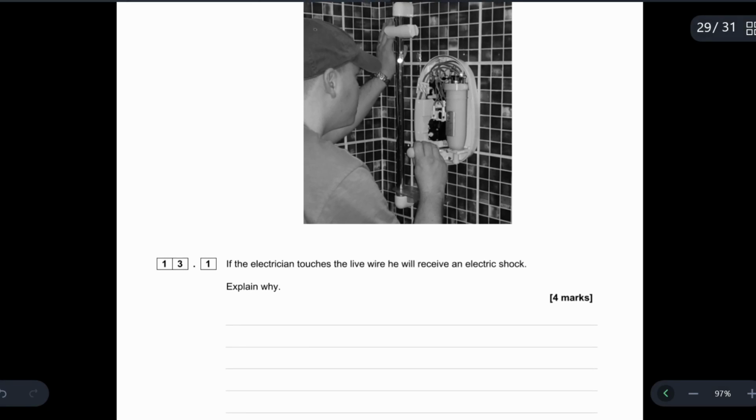And so essentially what we need to understand is, okay, so the live wire, what is the potential of the live wire? The potential of the live wire compared to ground is going to be 230 volts. So the live wire is at 230 volts.